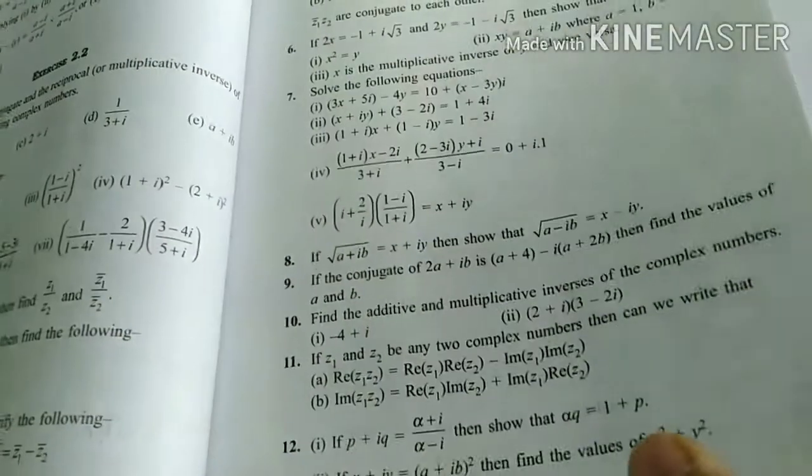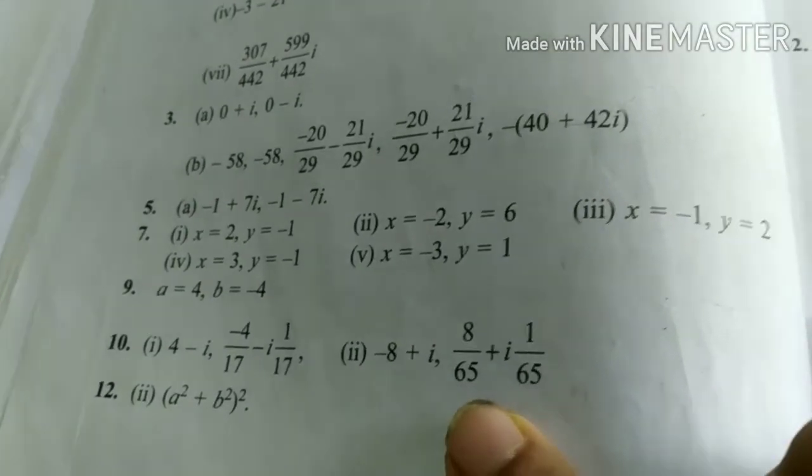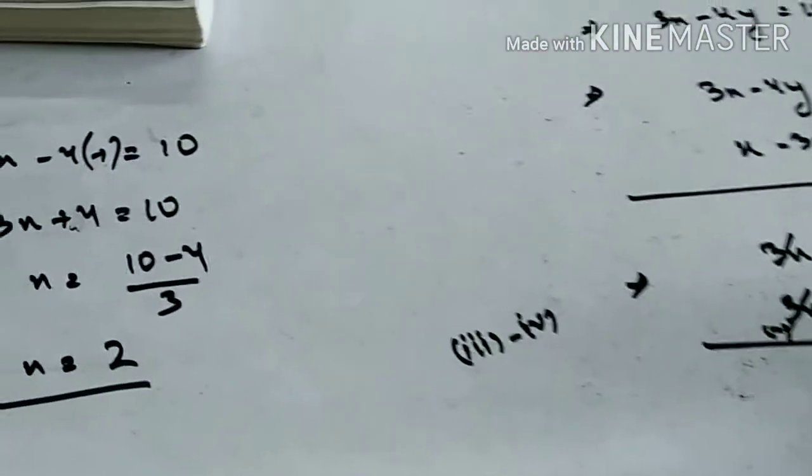So let's check the back answer. Solve the following equation. x and y value I got. Now let's check the back answer. Exercise 2.2 number 7 number 1. You see x is equal to 2, y is equal to minus 1. Understand?